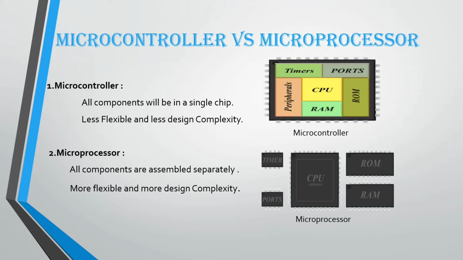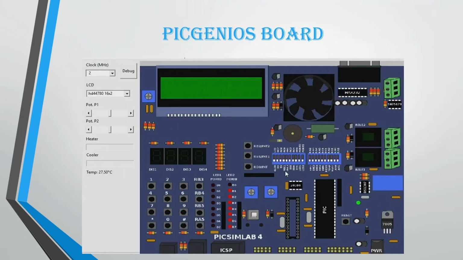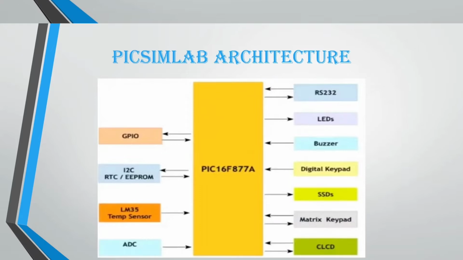Some basic differences between microcontroller and microprocessor. Microcontroller means all components will be in a single chip as shown in the figure. It is less flexible and has less design complexity. As shown in figure, all components are assembled separately in microprocessor. It is more flexible compared to microcontroller and it has more design complexity. It is the PICSIM board. It is where we show our output at the end of the video.